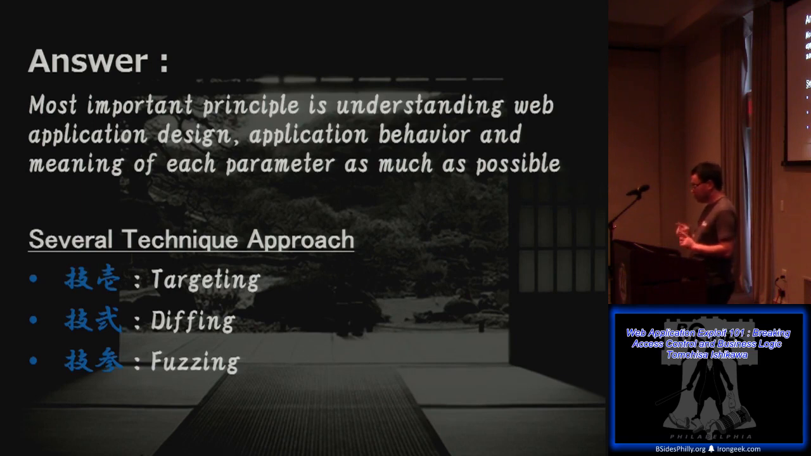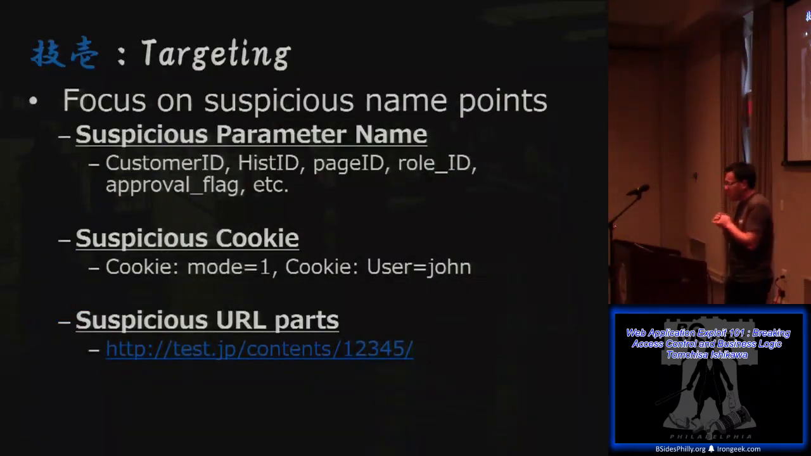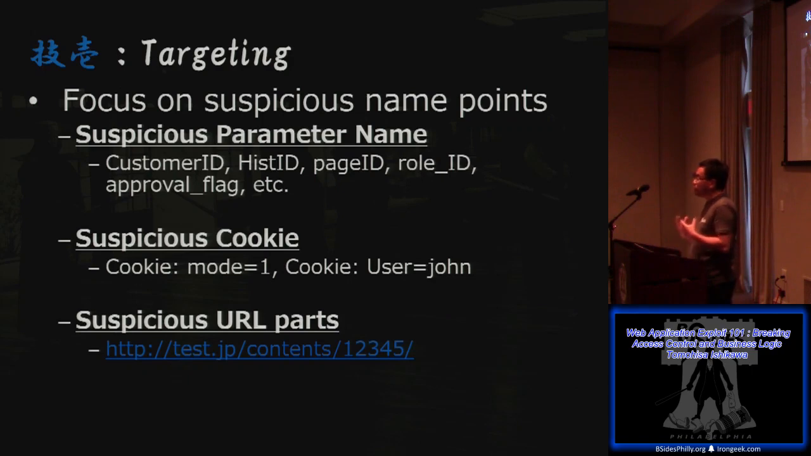In a penetration test, we have a couple of techniques to find this vulnerability. Today I introduce three kinds of technique, called targeting, diffing, and fuzzing. So let's look at them one by one. The first one is targeting. It's a very easy concept. Basically, one of the techniques is to focus on suspicious parameter names or suspicious points. For example, parameter names such as customer ID, historical ID, page ID, role ID, or approval flag. These are the kind of parameters that look like they control access.